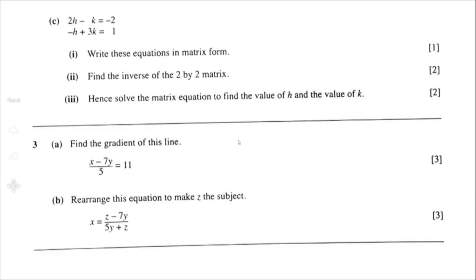So it's a question on matrices. Right. So the question is as follows. You are given two simultaneous equations, and you have to write these equations in matrix form. Right. So you have the first equation here. It's 2h minus k is equal to negative 2. That's our first equation here, a 1. And then you have the second equation, which is negative h plus 3k is equal to 1.